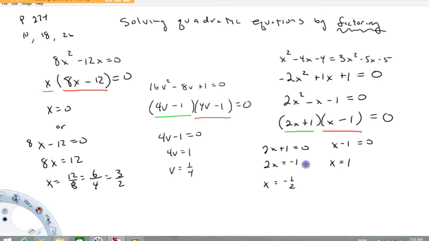Quadratics can have two solutions, one solution, or no solutions. Those are possible outcomes. So again, the purpose of this video is to help demonstrate how to solve quadratics.